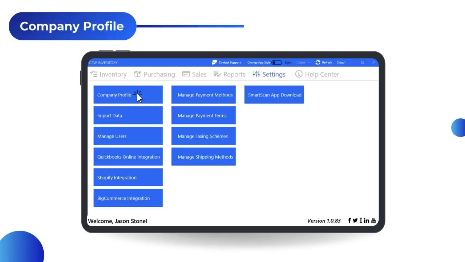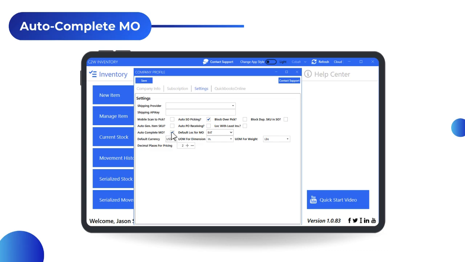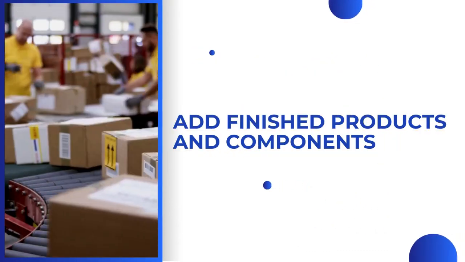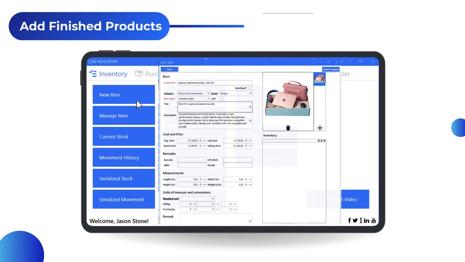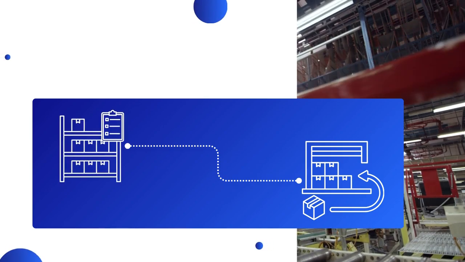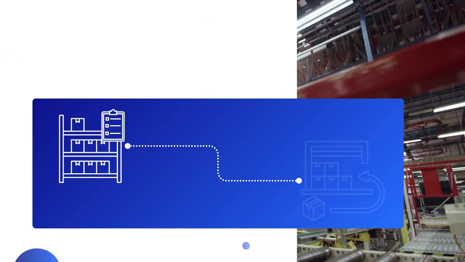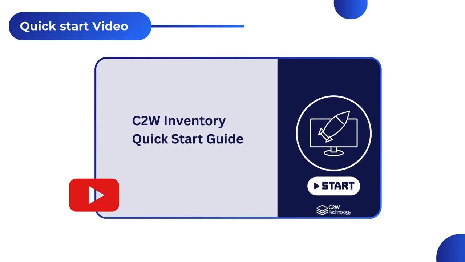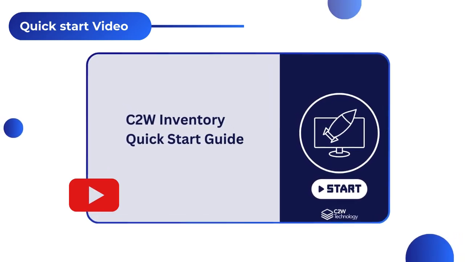Go to Settings, Company Profile, Settings, check the box Auto-Complete MO. Add finished products and components. Begin by entering all your finished products and their components into the system. This crucial first step helps you keep track of what items are available and what needs to be produced. You can check out our quick start guide on how to add items in our system.